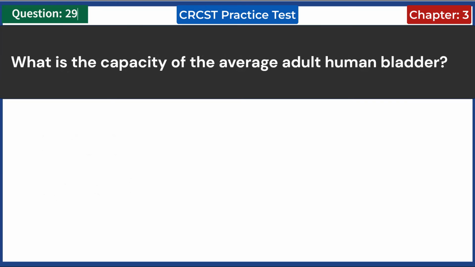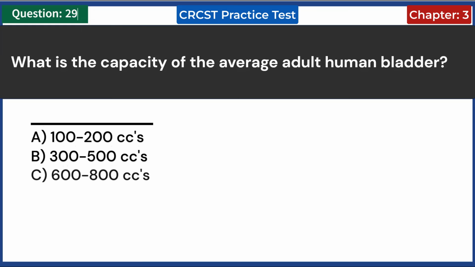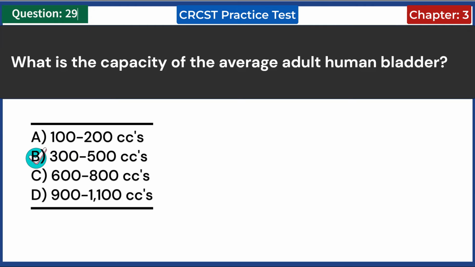What is the capacity of the average adult human bladder? A. 100 to 200 cc's. B. 300 to 500 cc's. C. 600 to 800 cc's. D. 900 to 1100 cc's. Answer: B. 300 to 500 cc's.